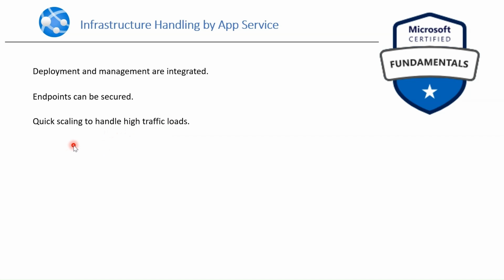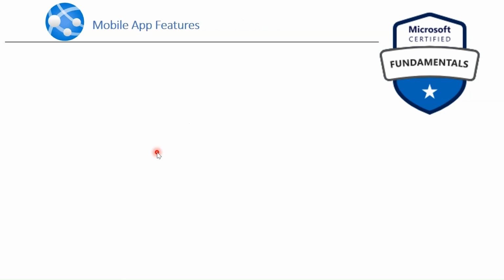So let's say your web app has suddenly got a huge number of users accessing it, then app service has that capability where it can quickly scale to meet that demand. And built-in load balancing and traffic manager for high availability, so it can handle a huge amount of traffic with load balancing. Cool. So let's look at mobile app features.